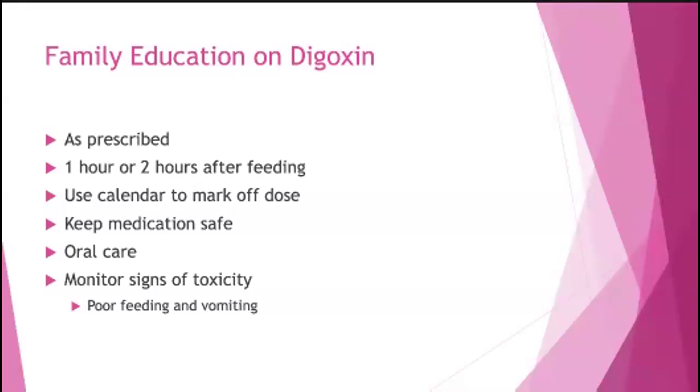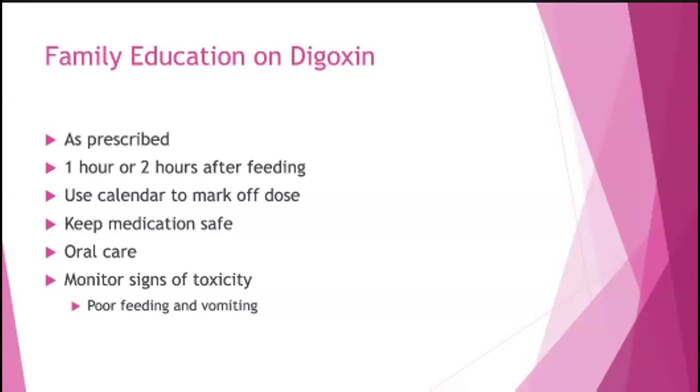Teach the parents about safety monitoring. Watch for signs of toxicity, poor feeding, vomiting, unusual sleepiness, bradycardia, or dysrhythmias. Parents should assess the pulse for a full minute before administering it. If the child becomes ill with fever, diarrhea, or poor intake, they need to notify the pediatrician because it might not be an illness, it could be a high dig level.